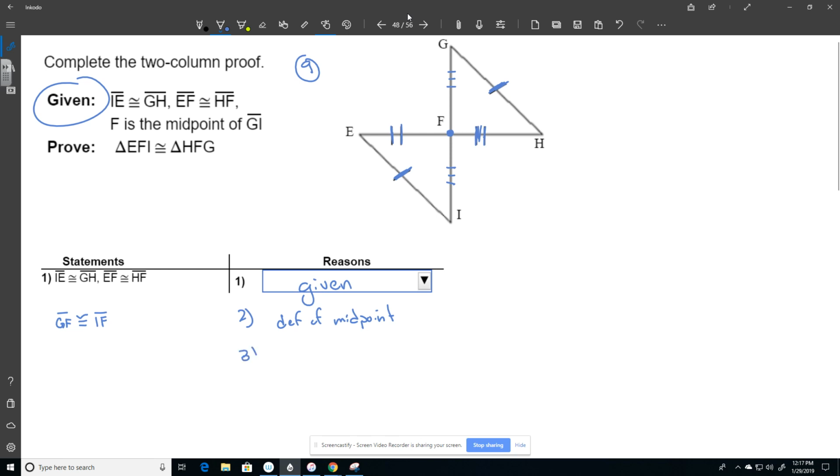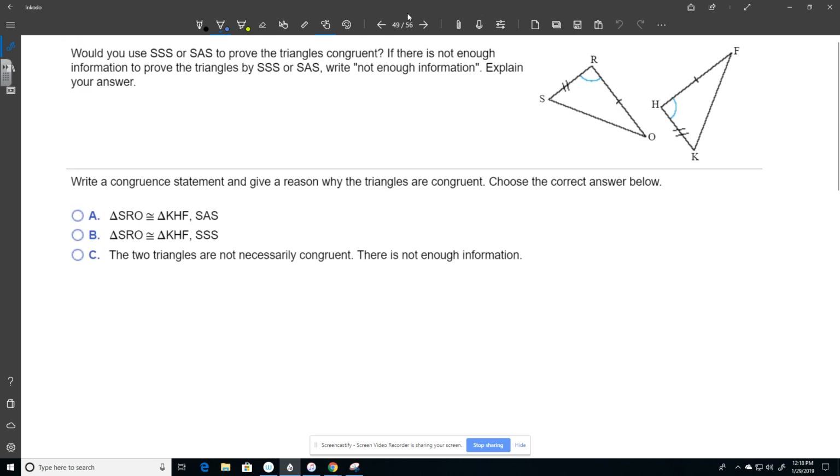And step 3 is an easy one because I know that one side, two sides, three sides are the same, which means that the triangles are congruent. And the reason they're congruent is I know a side and a side and a side are the same. So side, side, side proves that those two triangles are the same. Okay, number 10.